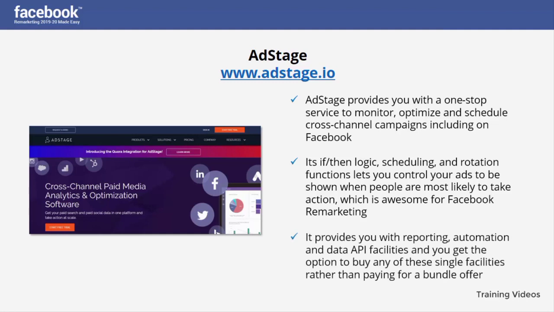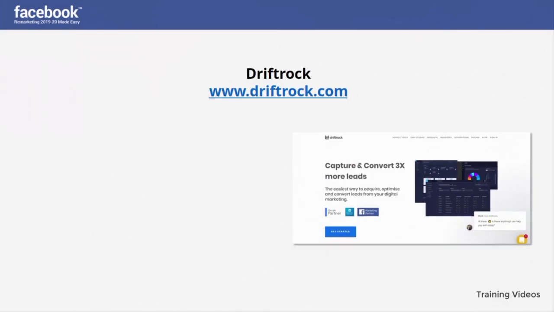It provides you with reporting, automation, and data API facilities, and you get the option to buy any of these single facilities rather than paying for a bundle offer. However, the price for the product bundle starts from $838 per month. DriftRock.